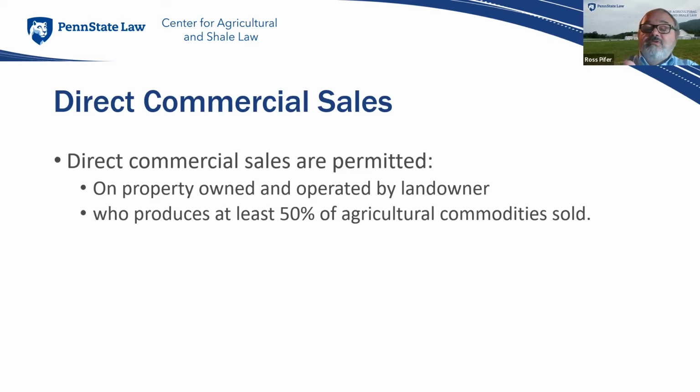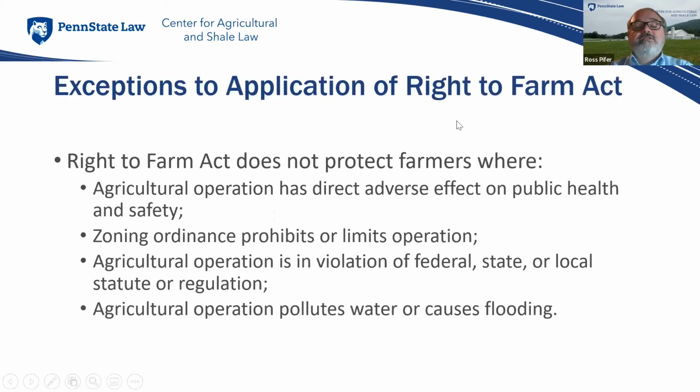Do the sales have to take place where the crops or where the products are produced? It just says on land owned or operated by the landowner. The second bullet says produces at least 50% of the ag commodities. How is that 50% measured? Is it by the number of products? Is it by the value? We don't have any answer to that, but the statute just states produces at least 50% of the commodities sold.